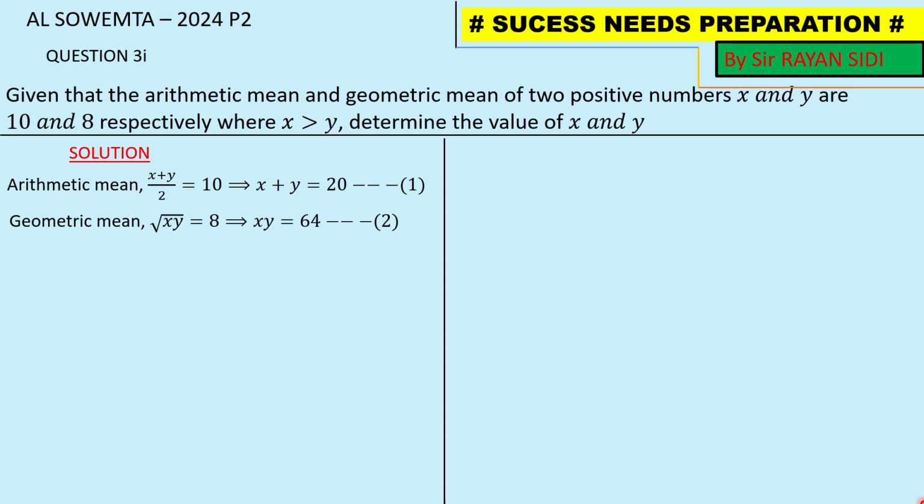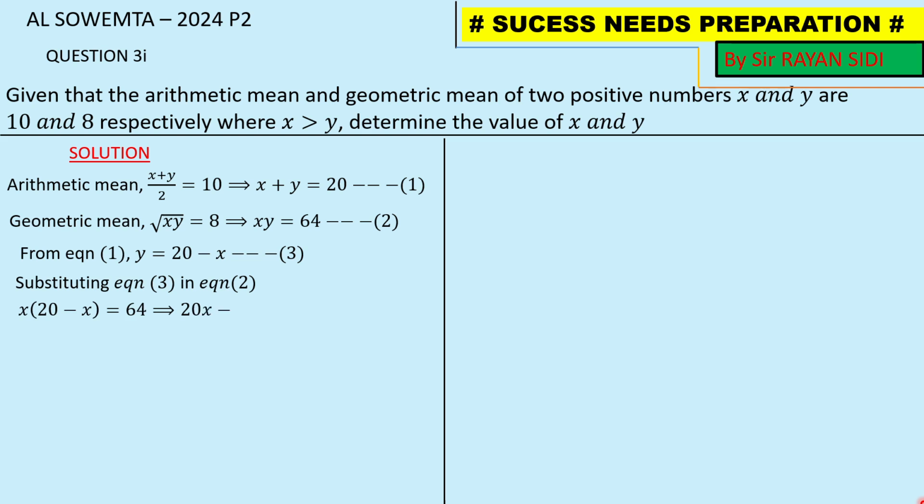So we have two simultaneous equations with two unknowns. Our aim is to find the value of x and y, so we are solving it simultaneously. From equation 1, y = 20 - x, and I call this equation 3. Then I substitute equation 3 in equation 2. It means that in the place of y, I replace it with 20 - x. So I will have x(20 - x) = 64, which implies that when I open the bracket, 20x - x² = 64.